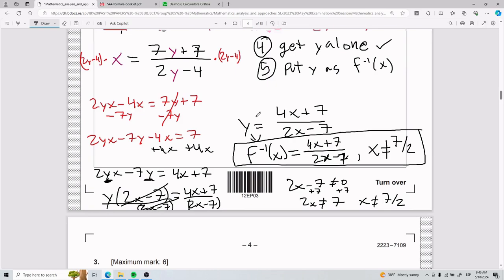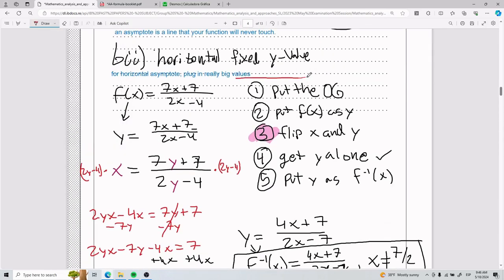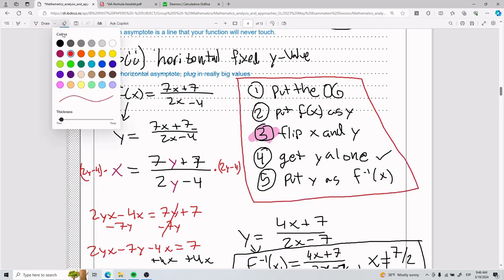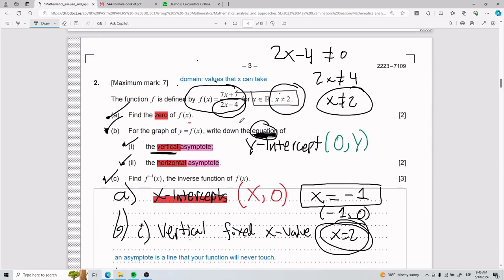And that is for finding the inverse. See? So again, a little bit of an annoying process, but it's always the same. The big step you have to do is step number 3. Okay? Anyways, you guys, that is for number 2, and I hope it helped.